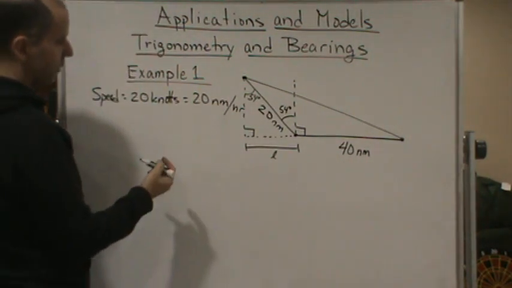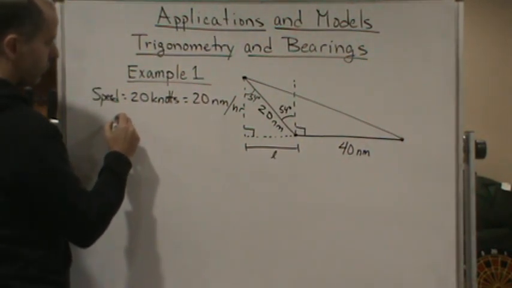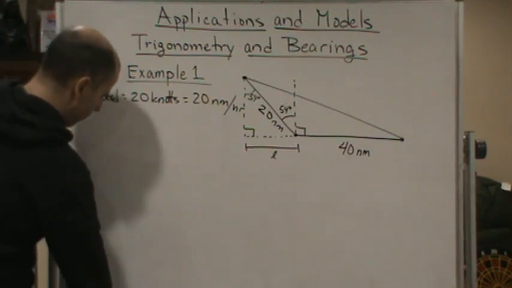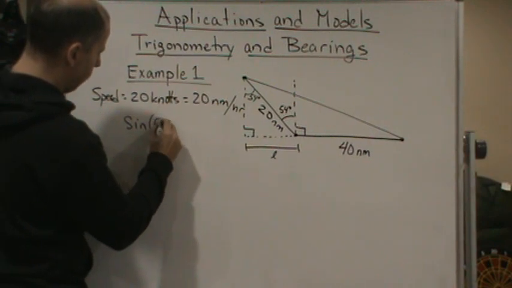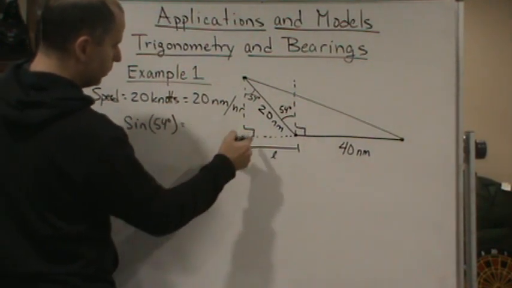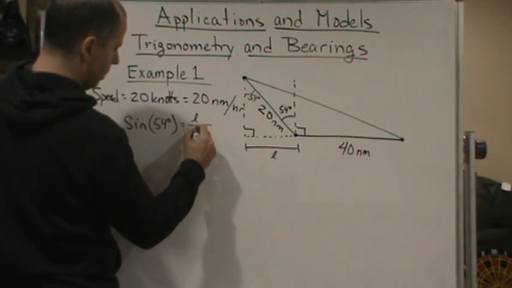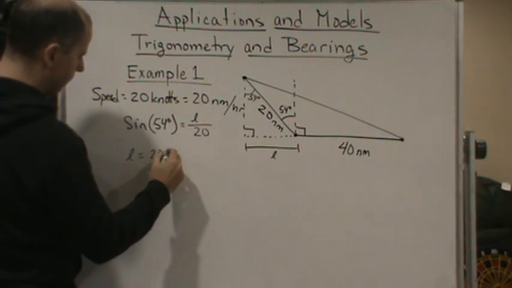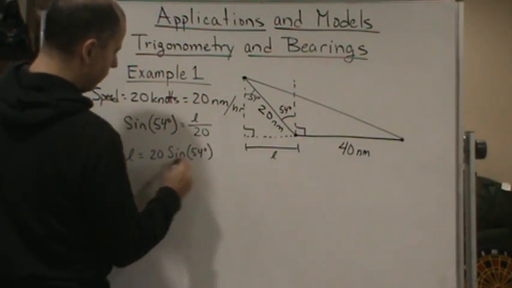So again, this is going to be sine, right? So to find L, this is going to be sine of 54 degrees is equal to opposite over hypotenuse. So L is equal to 20 times the sine of 54 degrees.